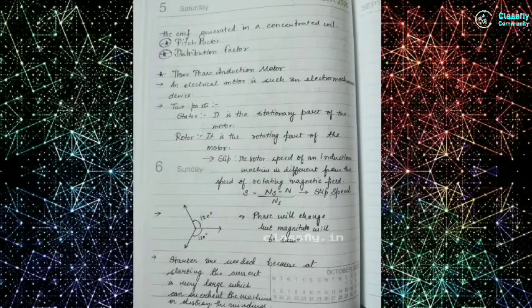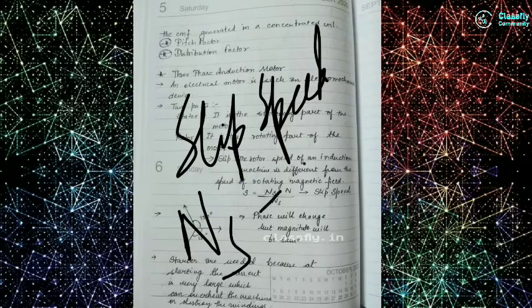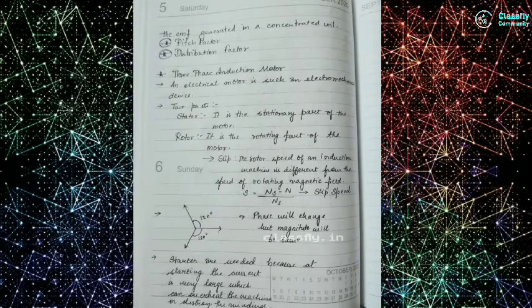So we can simply say that the rotor speed of an induction machine is different from the speed of the rotating magnetic field. The slip speed is always equal to the synchronous speed minus the rotor speed, and it will be in the numerator of the slip, whereas your denominator will be the synchronous speed.